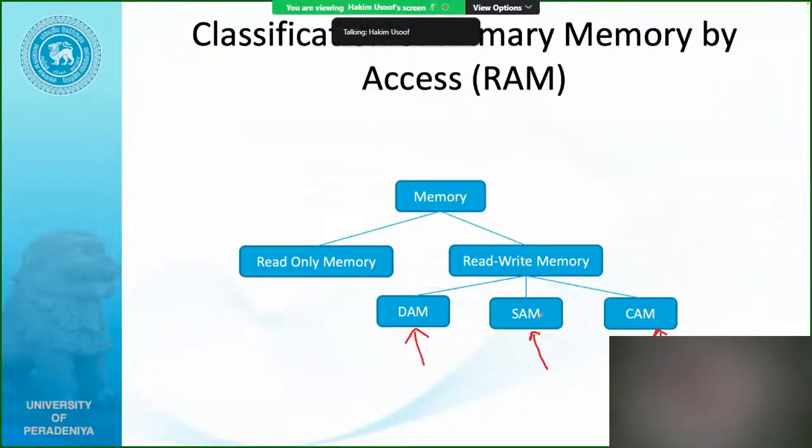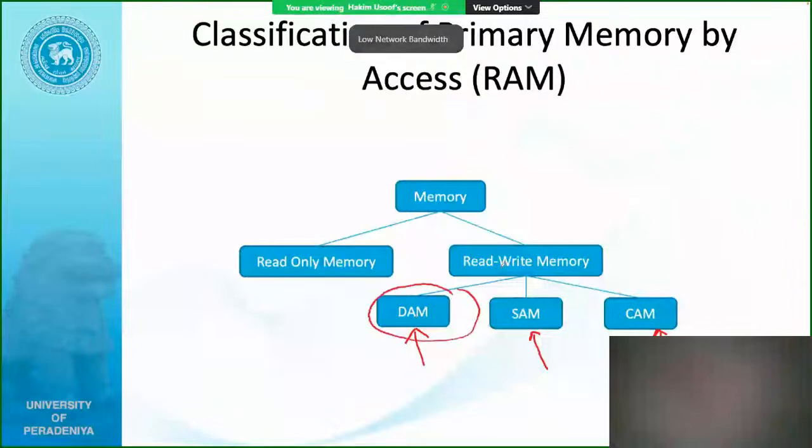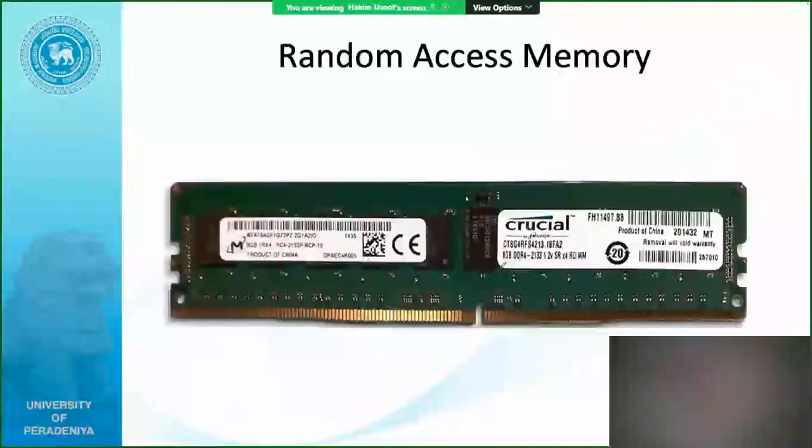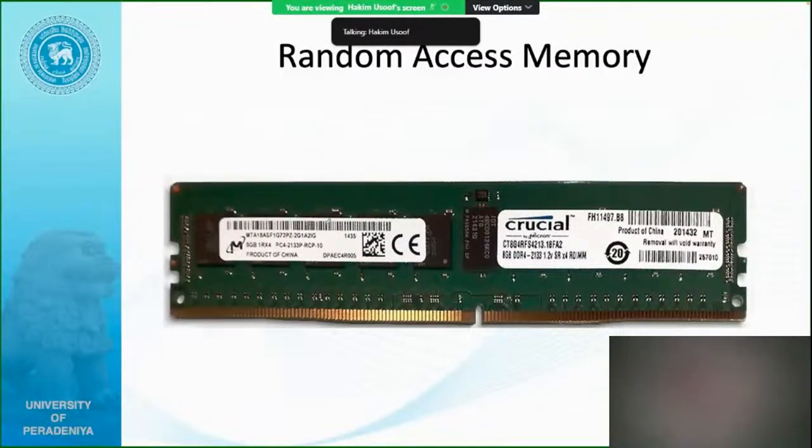Dynamic, sequential, and content. These two are not very much used. DRAM is what you and I use, or dynamic access memory, and that is what we call random access memory. This is what a random access memory looks like if it's a desktop. If it's a laptop, it looks like half this size. And nowadays they come soldered onto the laptop itself, so you can't change them.